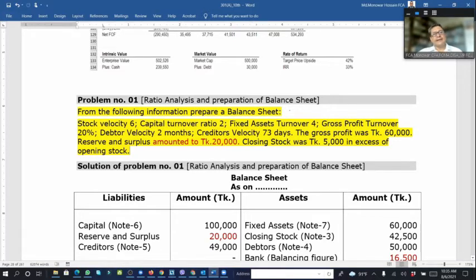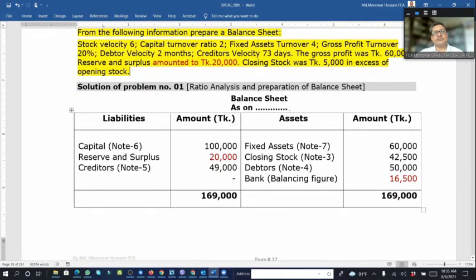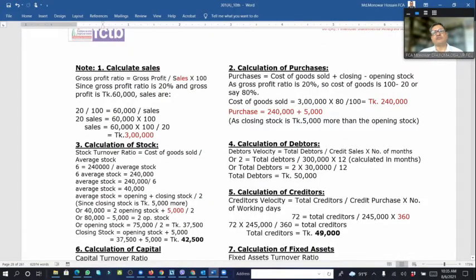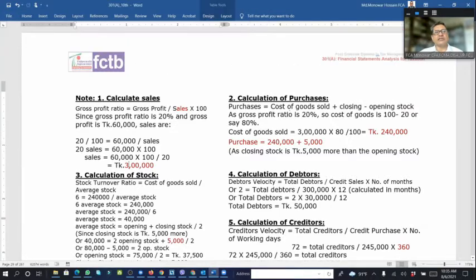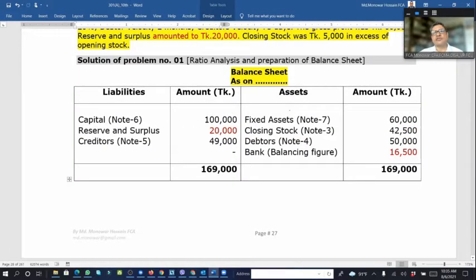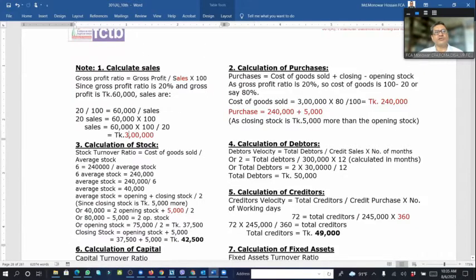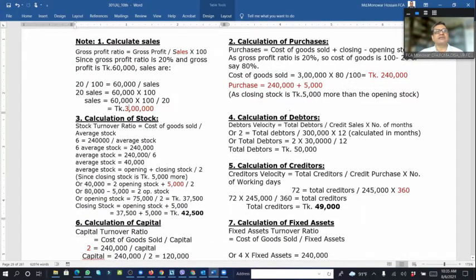So if we go for the answer, this is your basic answer, balance sheet preparation. To prepare the balance sheet, first we have to calculate some ratios, and put those amounts in the year, so that the balance sheet will come. So first of all, what do we have to calculate? We have to calculate the sale.